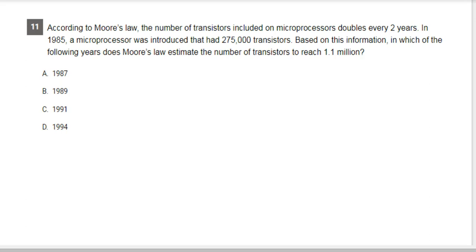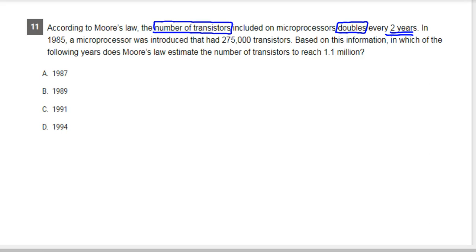All right, number 11 is a word problem. According to Moore's law, the number of transistors included on microprocessors doubles every 2 years. So I've got to pick out the keywords here, sift out what's important. The number of transistors doubles every 2 years. So that's the key information.